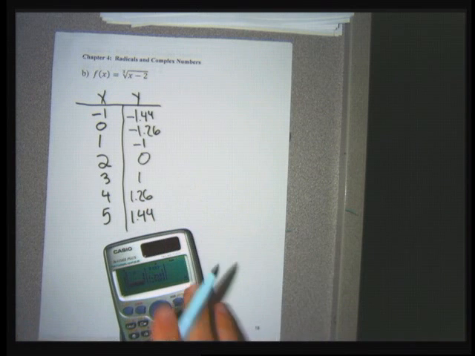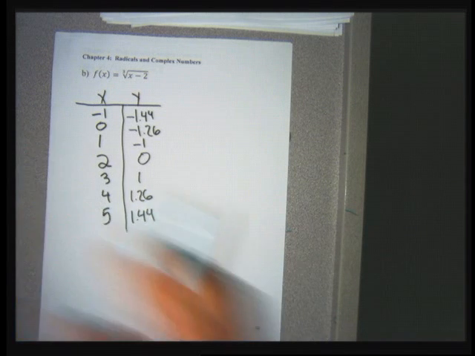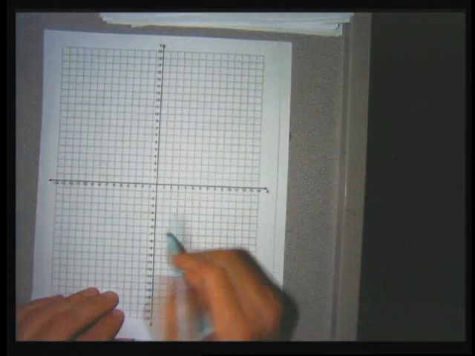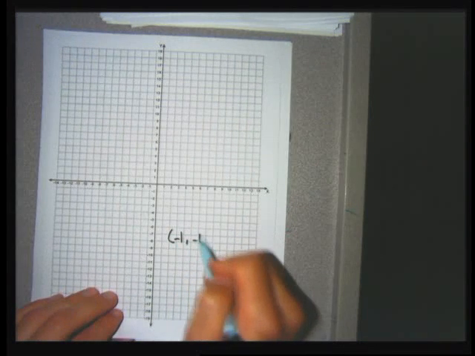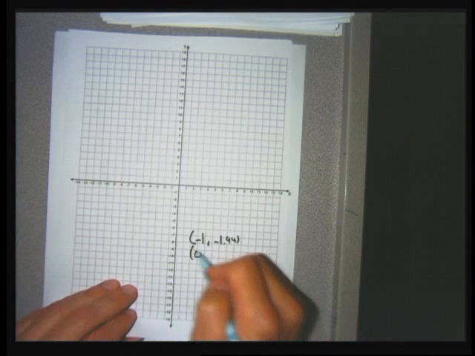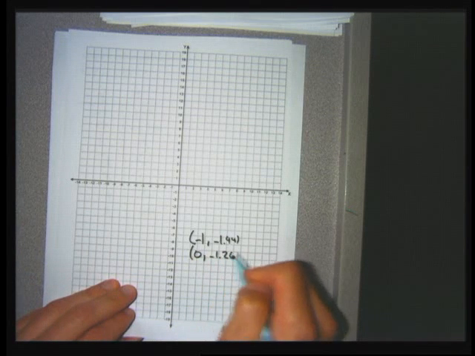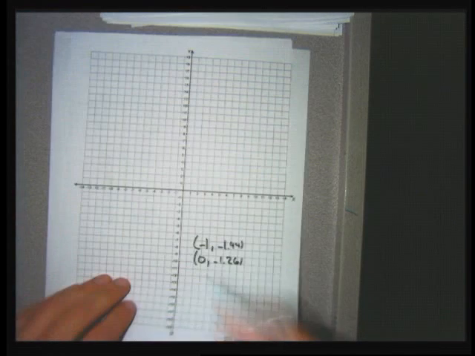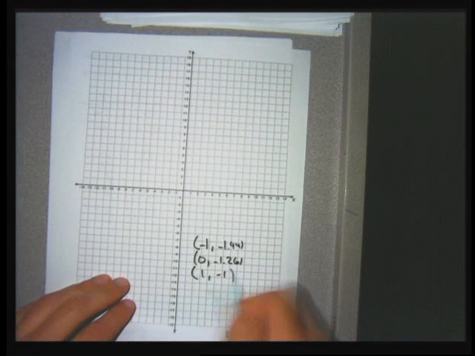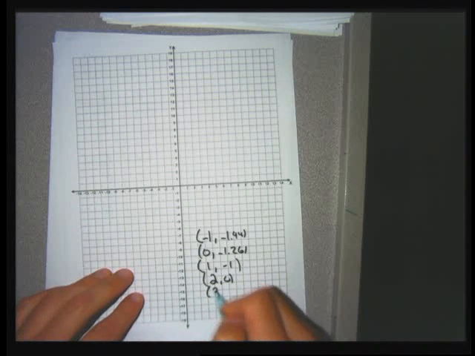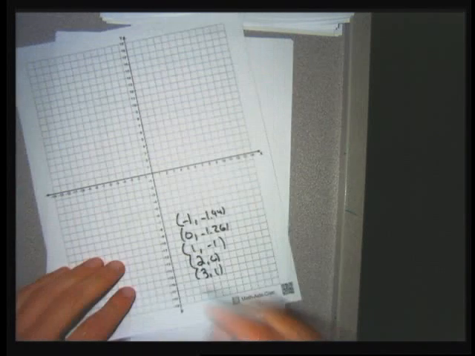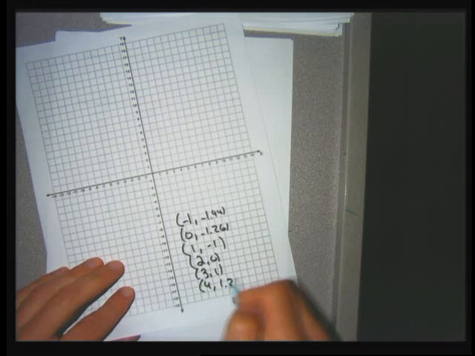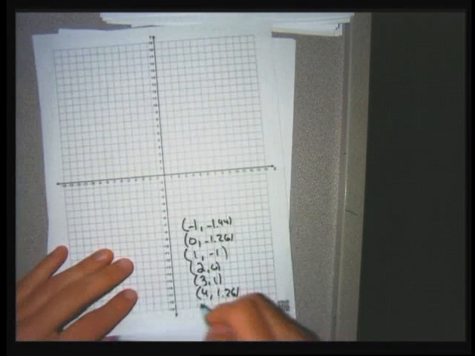I'm just going to plot those points the best I can. So the points I'm going to plot are negative 1, negative 1.44, 0, negative 1.26, 1, negative 1, 2, 0, 3, 1, 4, 1.26, 5, 1.44.